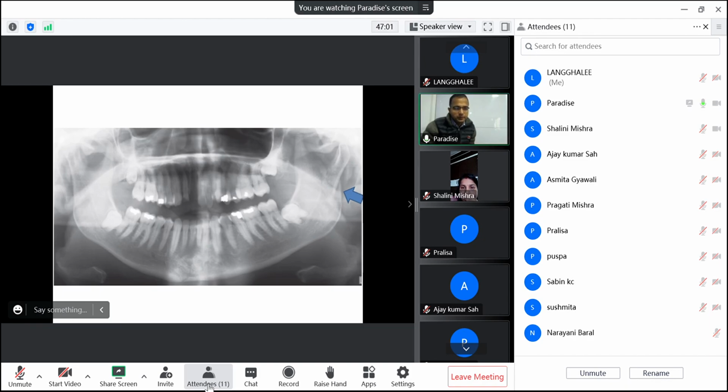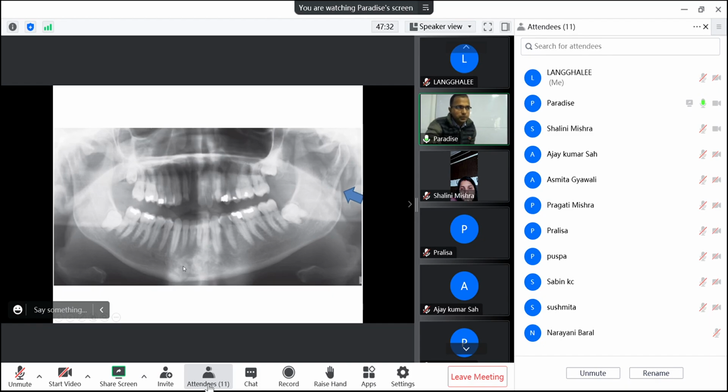Symphysis here, maybe. Can you see the radiolucent line in this area, the oblique, curved line? It is a right parasymphysis fracture. You can see radiolucency present in the lower border of the mandible. It arises from the periodontal ligament space of the canine area and it is oblique.